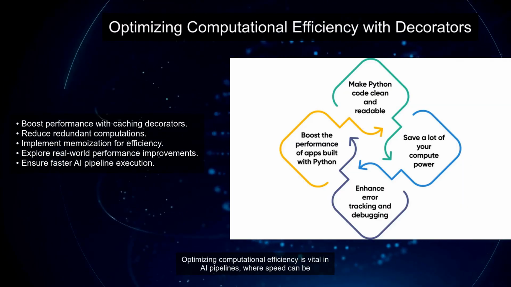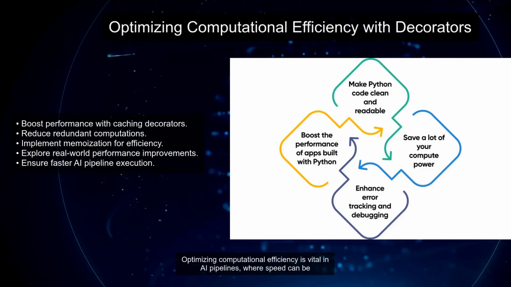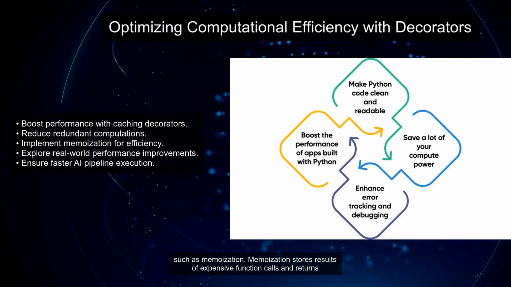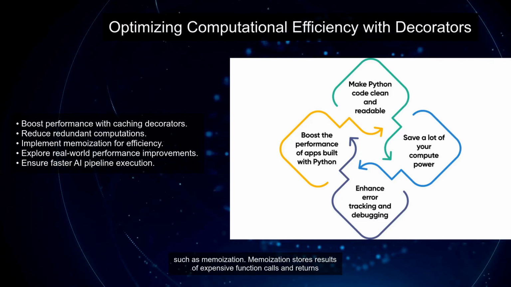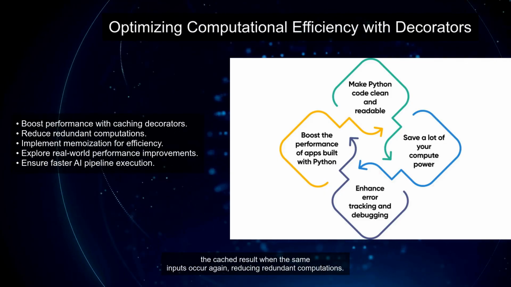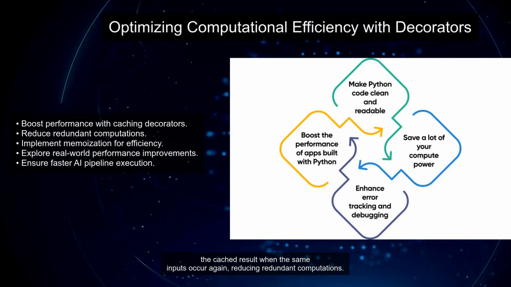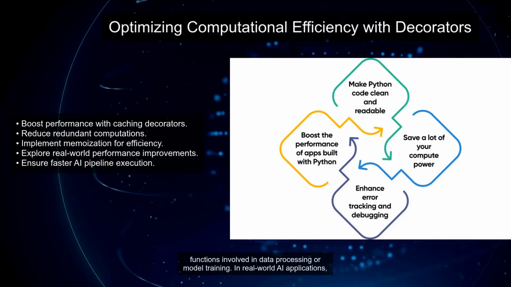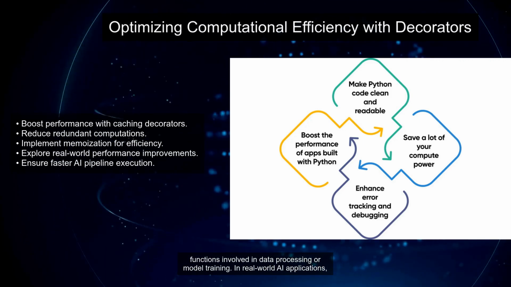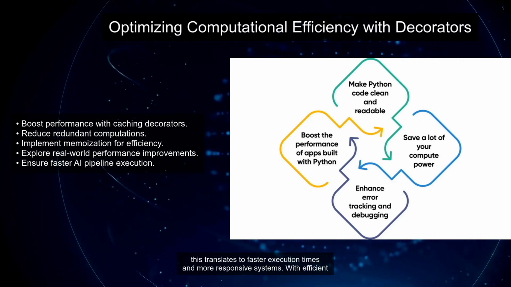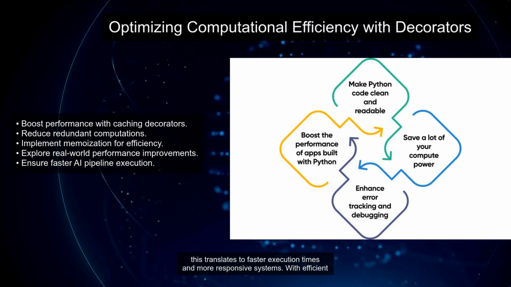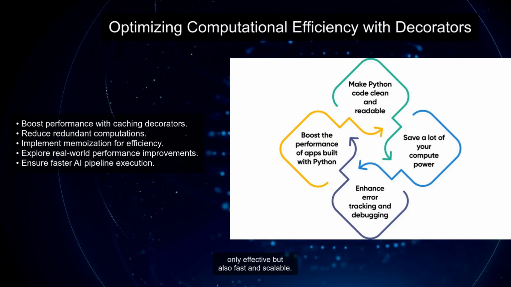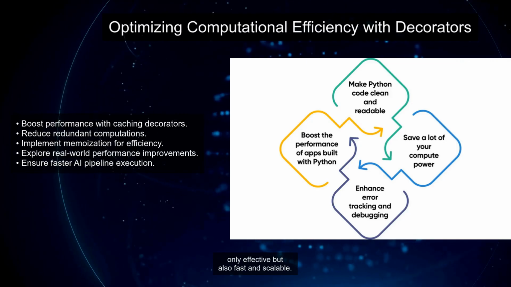Optimizing computational efficiency is vital in AI pipelines, where speed can be a critical factor. Decorators can help achieve this by implementing caching mechanisms, such as memoization. Memoization stores results of expensive function calls and returns the cached result when the same inputs occur again, reducing redundant computations. By using decorators for caching, you can significantly improve the performance of functions involved in data processing or model training. In real-world AI applications, this translates to faster execution times and more responsive systems. With efficient use of decorators, you can ensure that your AI projects are not only effective but also fast and scalable.